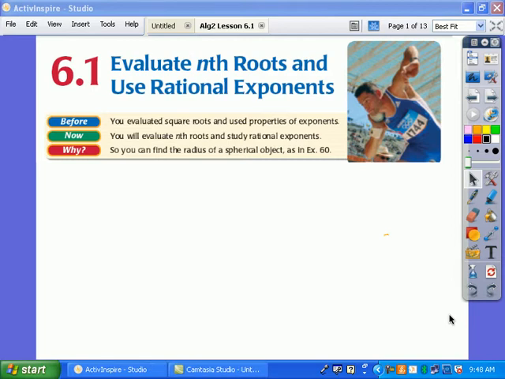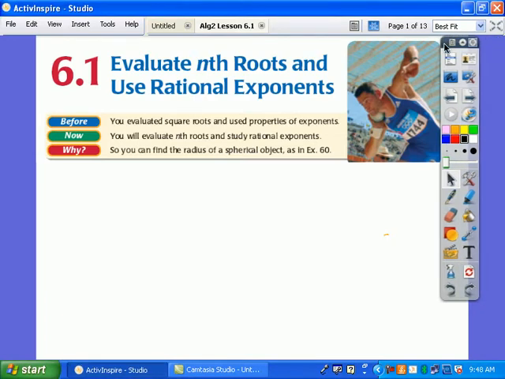All right, good morning. This is Mr. Smith. This is Algebra 2. We are now in the second part of the course, the downhill stretch, you can hope. Section 6.1, evaluating nth degree roots and rational exponents.